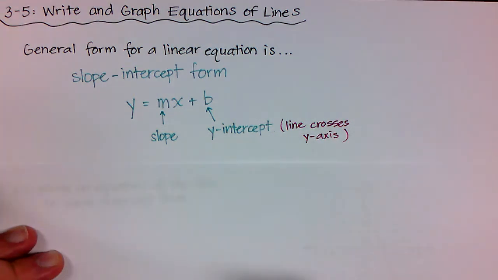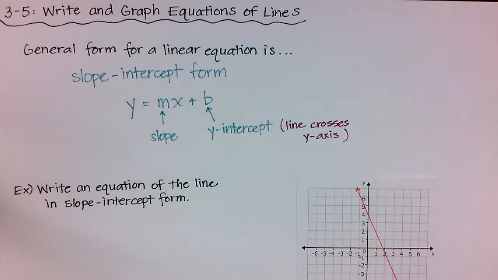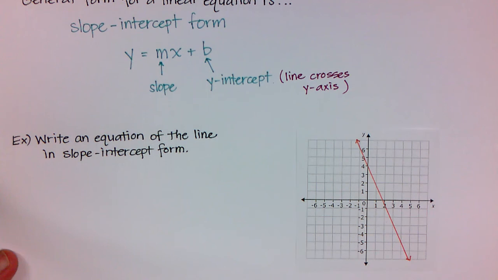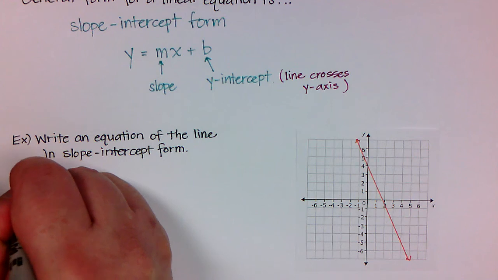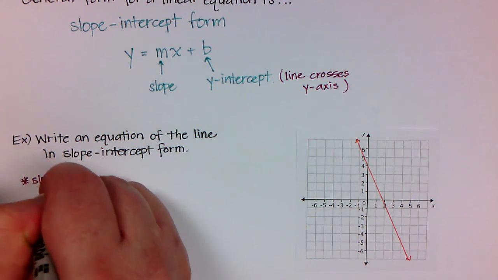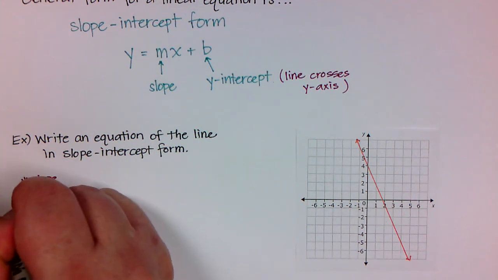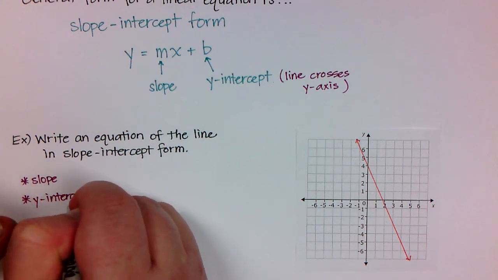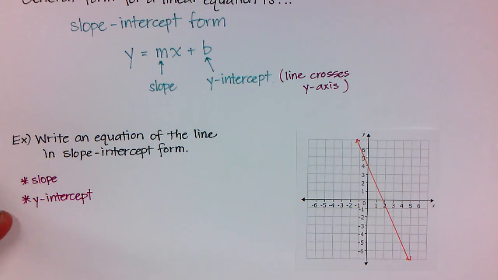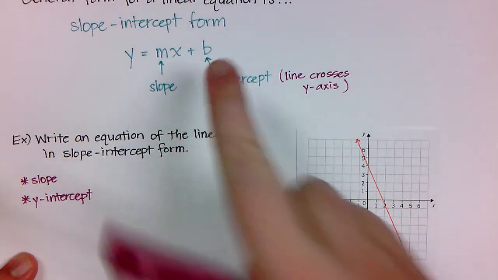So in our first example, I already have a line for us, and we're going to try to write an equation for this line in slope-intercept form. So as you can see, we only need two things. The first thing that we need is the slope, and then the second thing that we need is the y-intercept. If I can find those two values, then I can just plug them into this form right up above.